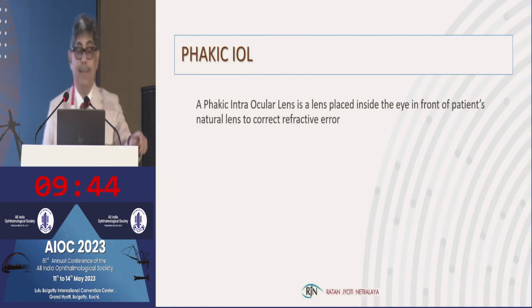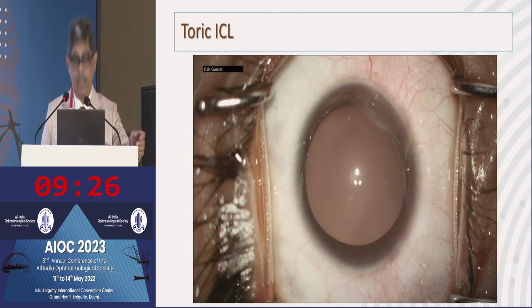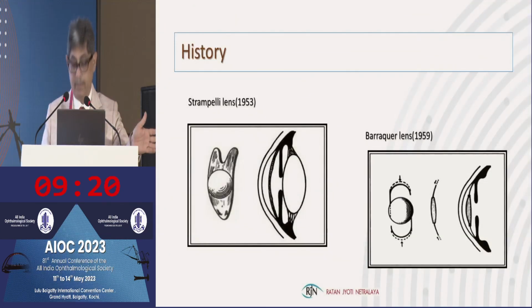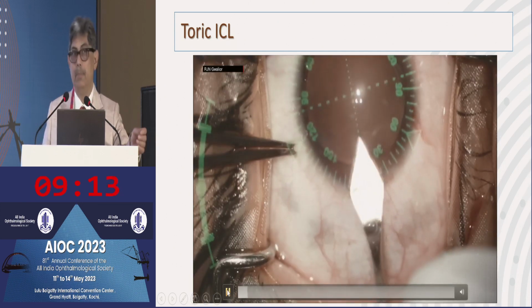A phakic lens is an intraocular lens placed inside the eye and in front of the patient's natural lens to correct their refractive error. And this could be angle supported, iris fixed, or the posterior chamber phakic IOLs. This course mainly will add on to the posterior chamber phakic IOL. Before taking you further, let me show you a case where you will get an orientation how it is done.